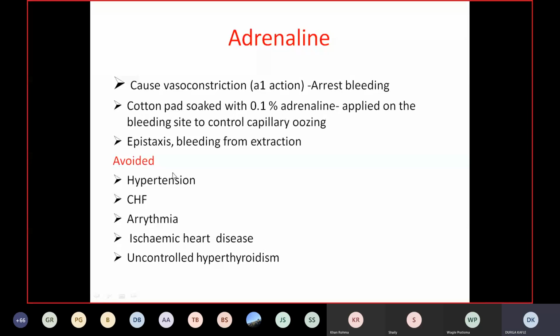It should not be given in patients having hypertension, congestive heart failure, arrhythmia, ischemic heart disease, and uncontrolled hyperthyroidism. If you give it to these patients, the condition will worsen. So always ask the history while giving adrenaline, whether the patient has any cardiovascular disease or not, or any thyroid problem. Okay.